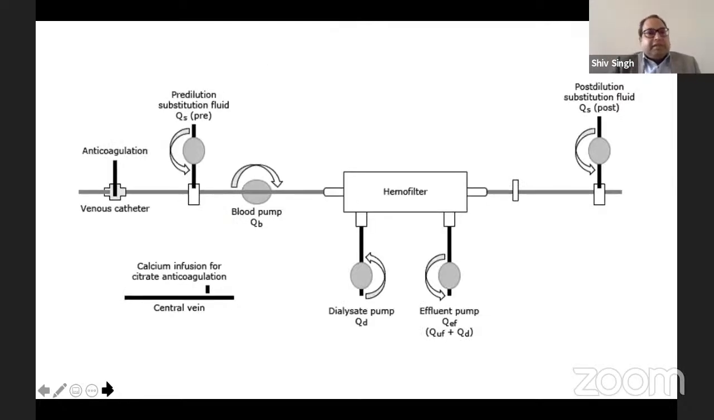So this is the basic of all kinds of renal therapy. You have the hemofiltration, you have the blood pump, which pumps the blood through the hemofilter. You can have a pump for dialysate, and a pump for effluent. We can also use pumps for pre-dilution and post-dilution. And we have to add anticoagulants, obviously, so that the filters don't clog.